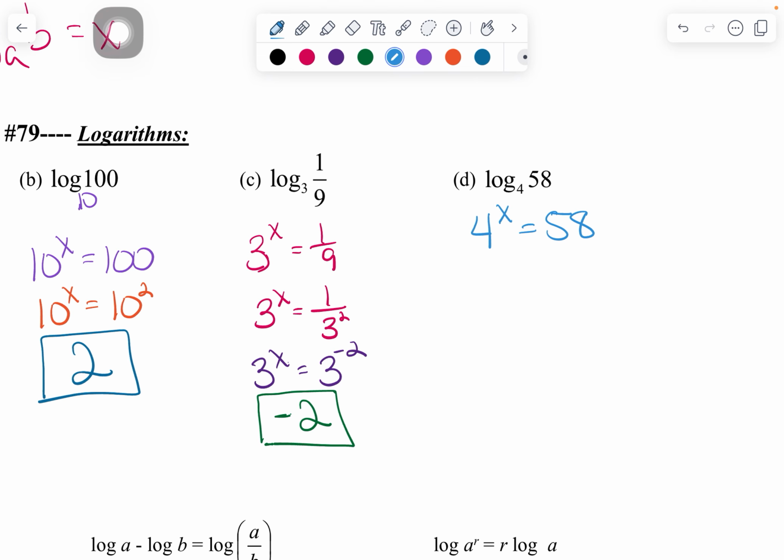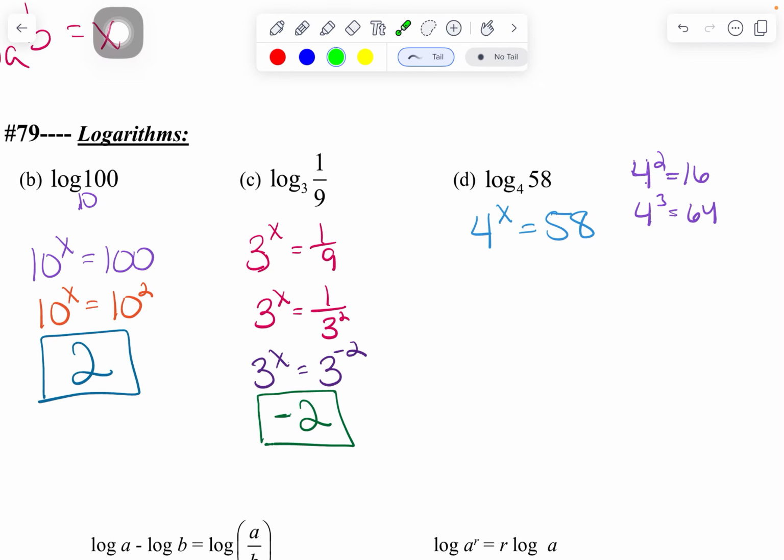Because unlike the last problems, I can't make 4 and 58 have the same base. So if I try to look at 58 as a base 4, I can't do that. Options include, and are not limited to... 4 squared is 16. 4 to the third is 64. Like, 50, it's somewhere in there, right? But it's not an exact answer.